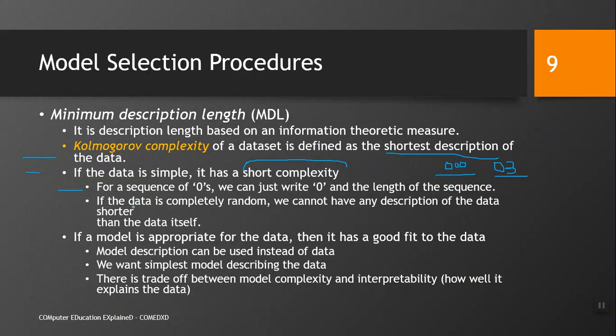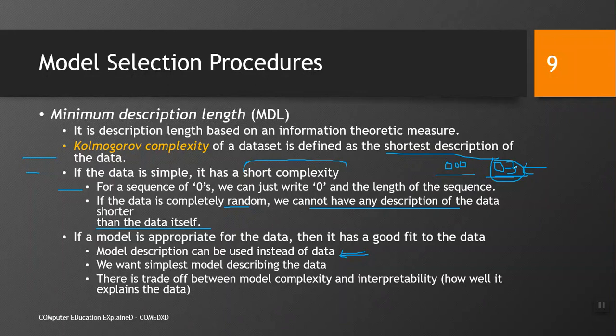Right. If data is completely random, we cannot have any description of the data shorter than the data itself. It is obvious. If a model is appropriate for the data, then it has a good fit to the data. Model description can be used instead of data. That's very interesting. If we have reduced the data into a smaller form, then we can use simpler models to perform the predictions on this data.